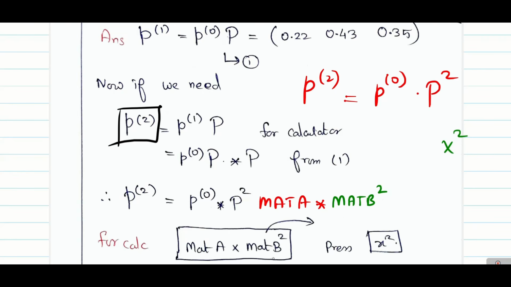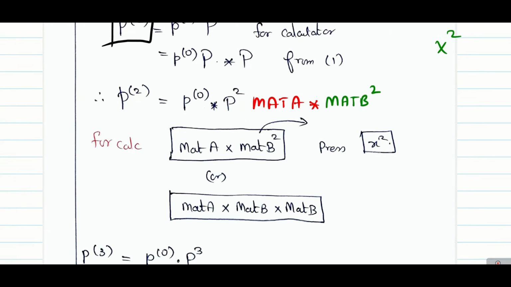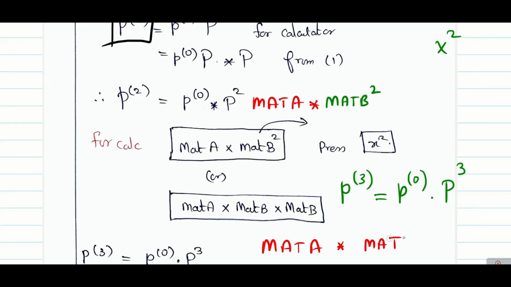Similarly, if I want to find P3, now what I have to do? P3 is going to be P0 into capital P cube. So this is fixed. Using the calculator tricks, I am going to write mat A into, again you enter mat B. You can see x cube is also available. When you press shift plus x square button, you will be getting x cube directly. So when you press, you will be getting the P3 value.